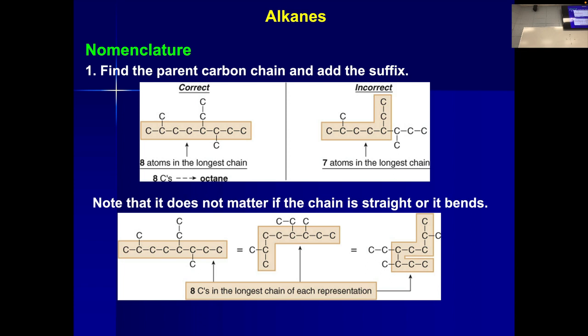Do not get tricked by this. It does not always go from left to right. So this chain could have been bent like this, or it could have been bent like this. Because guess what I can do with my model kit? I can put all my stuff together and bend it any way that I want to. And so it could be on the exam any way that it needs to be. But you always find the longest chain, regardless of whether it bends or zigs or zags. As long as you don't lift your pencil to get to the next carbon, it's part of the longest continuous chain.